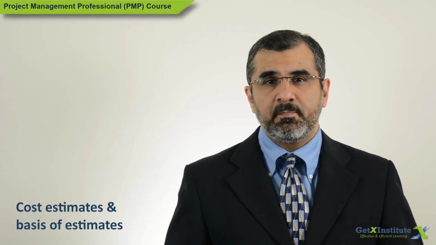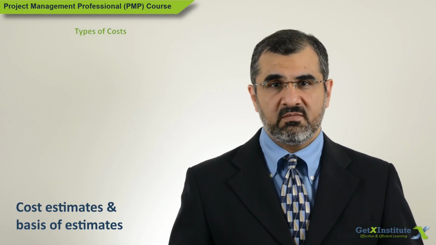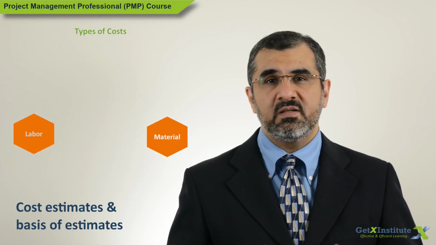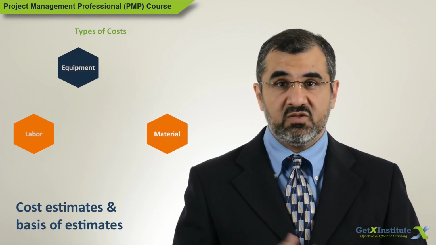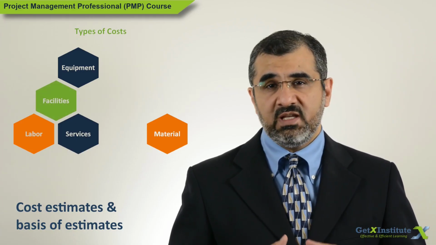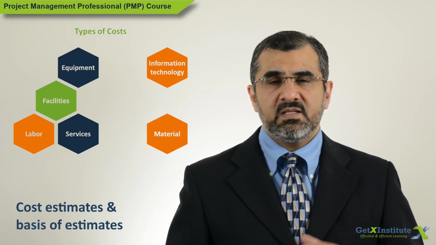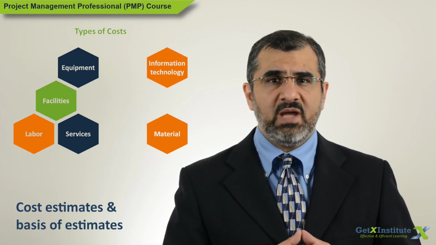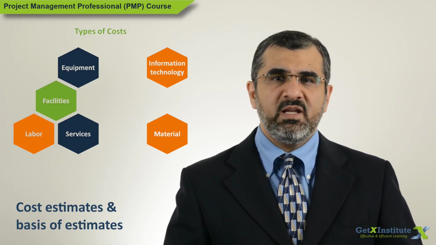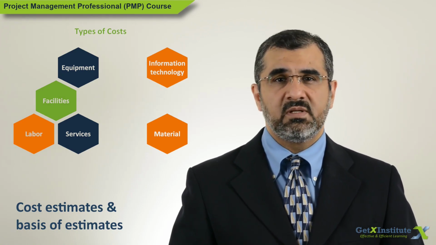Cost estimates done at the activity level include all resources cost, which consist of labor, material, equipment, services, and facilities to be used, as well as information technology costs if these can be allocated directly to an activity. Some other costs can also be allocated at the activity level, though these are more commonly applied at the overall project level or work package level.